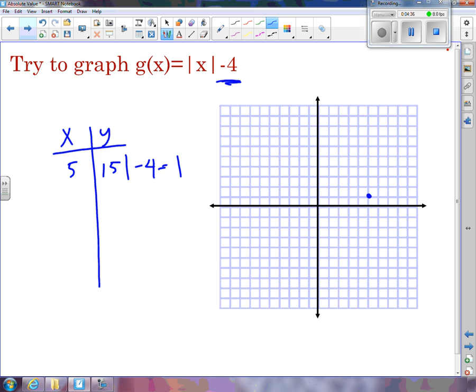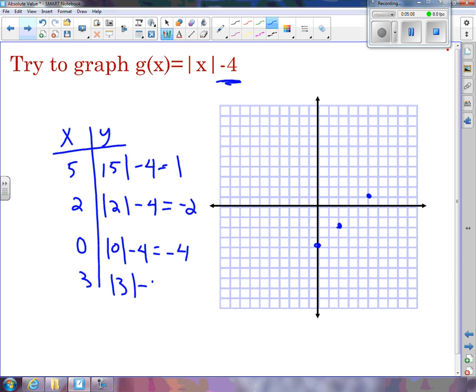Now let's try to plug in a number closer to 0, 2. So I have the absolute value of 2 minus 4 equals -2. So I have the point 2, -2. Let's plug in 0. You should always plug in whatever makes the absolute value equal 0 because that's where the vertex or the corner of your graph would be. So the absolute value of 0 minus 4 is -4. So that will be where my corner is. So it should be easy to tell from here what the graph looks like.